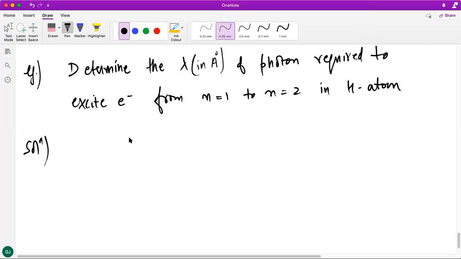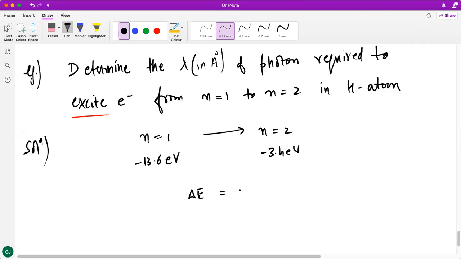Yes, now I can see most of you are able to do it now. Correct, n equal to 1 to n equal to 2 is what excitation is, right? So this was minus 13.6 eV and this was minus 3.4 eV. Just now I had calculated this for you, right? So this delta E was coming out to be 10.2 eV, correct? Minus 3.4 minus 13.6, so that was 10.2 eV.